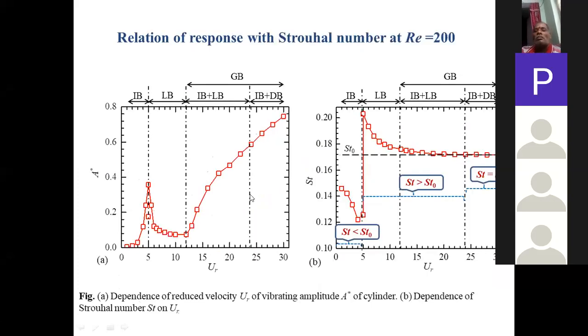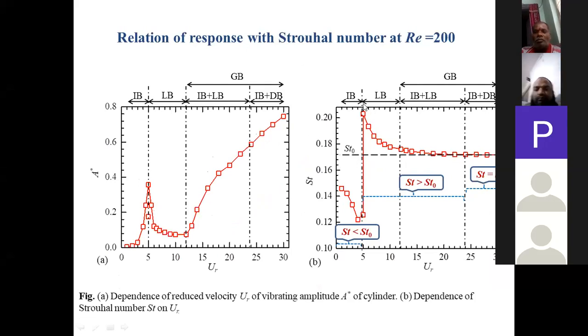Similarly, the way we classify for Reynolds number 100, we can classify the branching based on the Strouhal number. For the synchronization branch, initial and lower, the frequency is either less than or greater than the stationary single cylinder value. But in the galloping branch, for 12 to around 24, it is a combination of initial and lower, and above 24, it is a combination of initial and desynchronization branch.